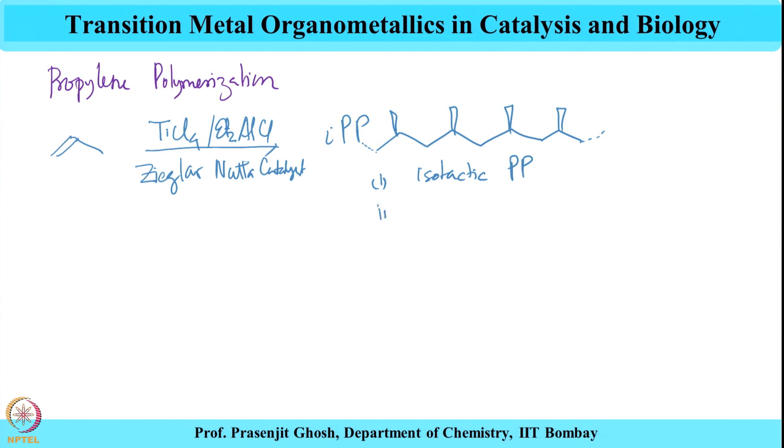And the second thing which at that time was difficult to understand is this head to tail linkages of propylene units. These can be illustrated. This is one unit, this is another unit. So, these are head to tail linkages of this propylene unit. So, these are the two aspects that needed explanation in trying to understand Ziegler-Natta polymerization.